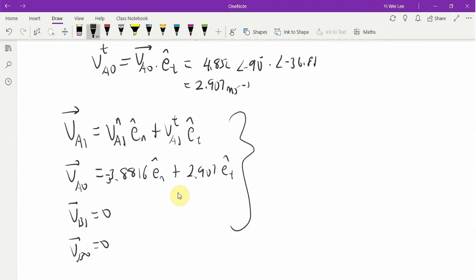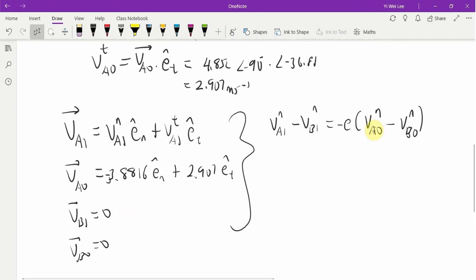To apply the coefficient of restitution equation, we know that the velocity of A after collision normal to the collision plane minus the velocity of B after collision normal to the collision plane is equal to the negative of E times the velocity of A before collision normal to the collision plane minus the velocity of B before collision normal to the collision plane. Now we know that VB1 and VB0 are 0. This is always 0. So we can say VB1N and VB0N are also 0. So we can say this minus 0 is equal to negative E times this minus 0.